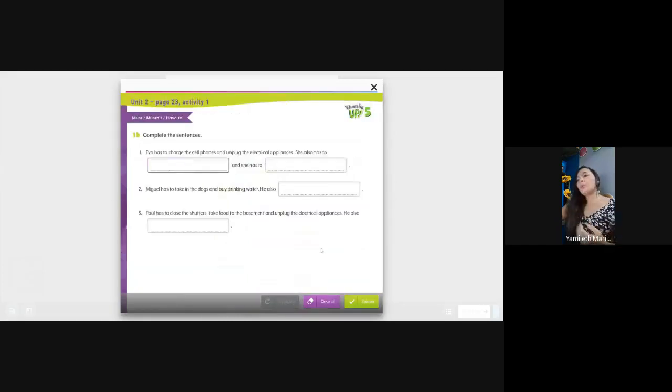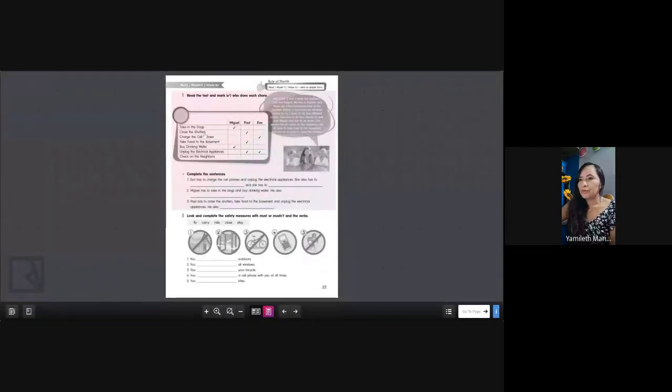Let's continue. Complete the sentence. Number one, Eva has to charge the cell phones and unplug the electrical appliances. She also has to. Here we have the information. We are going to say, Eva has to charge the cell phones and unplug the electrical appliances. She also has to, we are talking about Eva. She also has to, what else? Take the food to the basement.